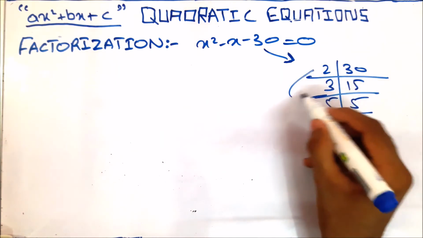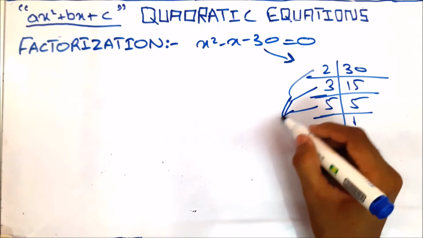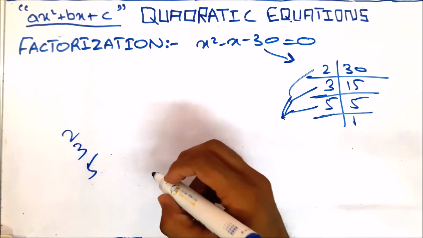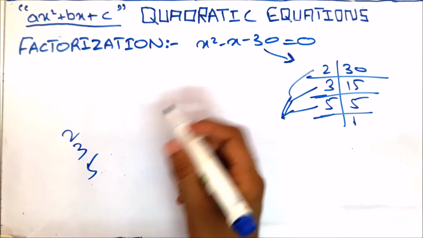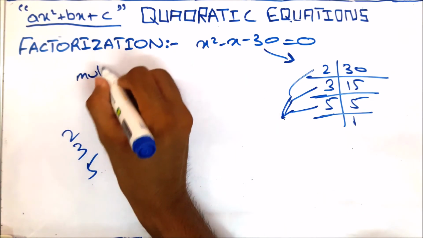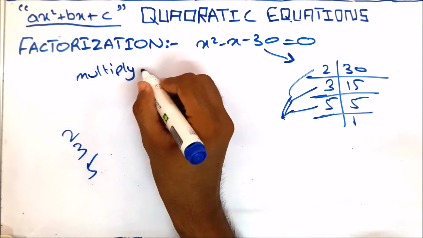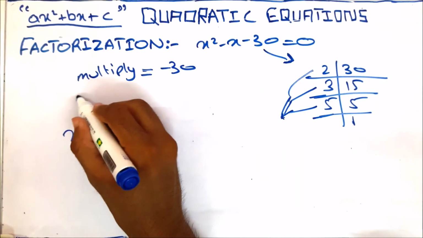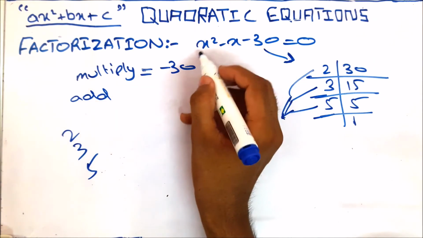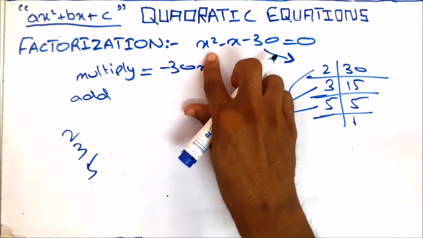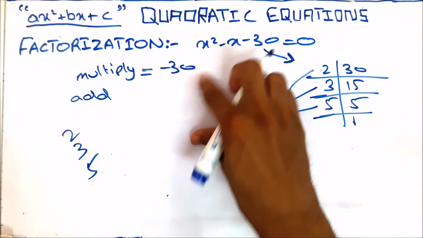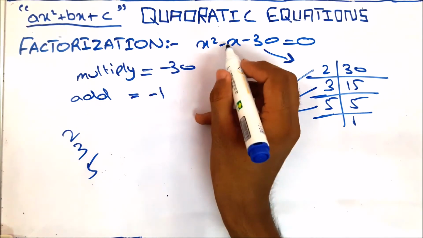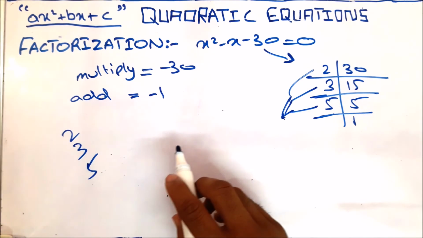Okay, we get 3 numbers. Now we have to experiment with them. We have 2, 3, and 5. So we need to get a number which when we multiply, we get this minus 30, and which when we add, is 30 times x squared. Or you don't need to write this x squared, you just deal with the numbers, that's easier. And when we add, we get minus 1.